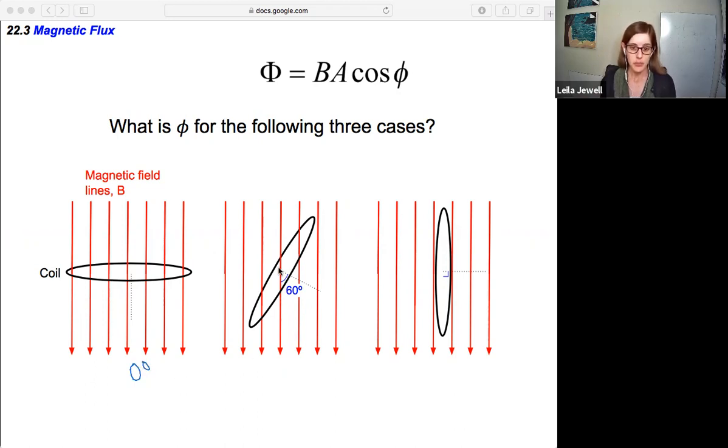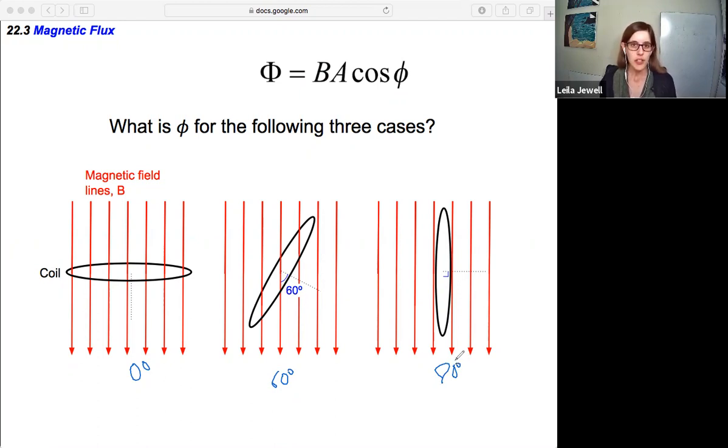In the second example, the magnetic field lines are going straight down, and the normal is now offset by 60 degrees. So this is one that's also just 60. Notice, because it's a larger angle, less of the magnetic field lines are going through. Finally, in this last one, the magnetic field lines aren't able to pierce it at all, and the normal is at a right angle to it, or at an angle of 90 degrees.